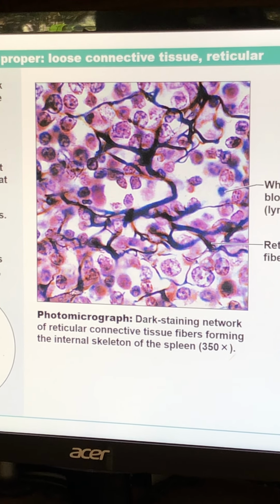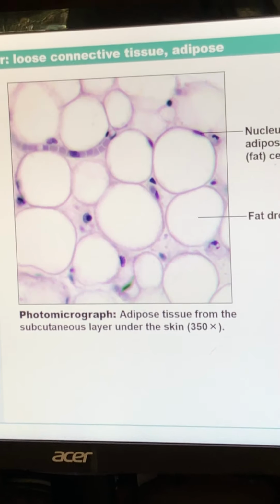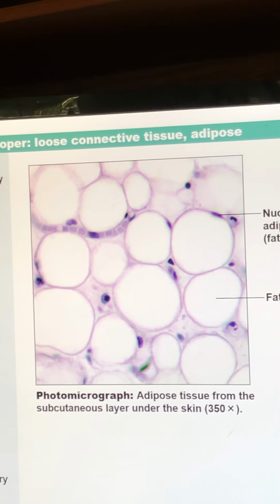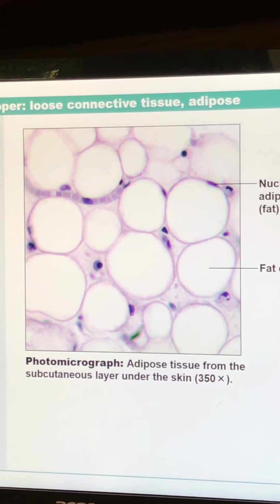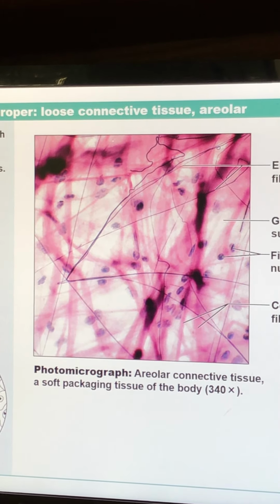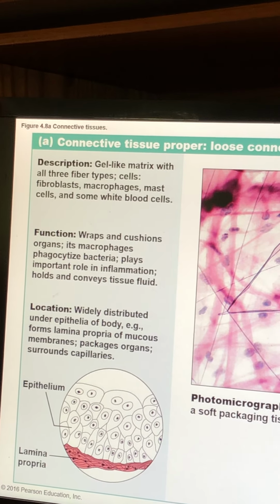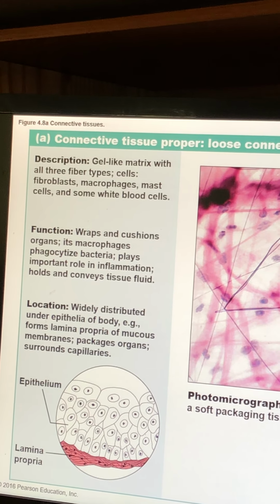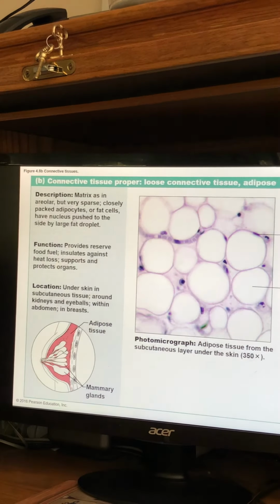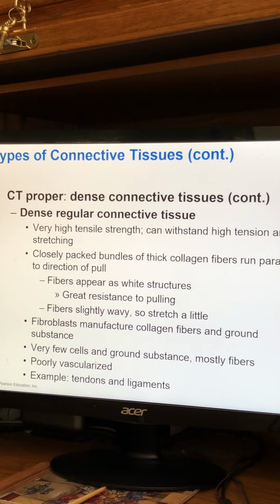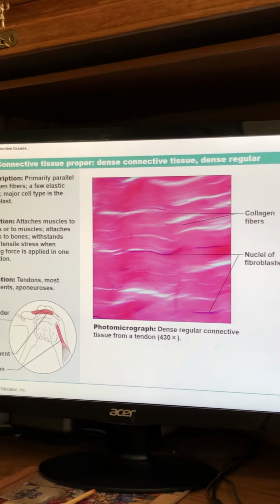So in this particular slide, you have reticular connective tissue, which you would find in lymph nodes and the spleen. Going backwards here, this is the adipose connective tissue, which looks like bubble wrap, which would be around certain organs, in breast tissue and underneath your skin. And lastly here, the areolar connective tissue, which would be found around all capillaries, all organs, making up the lamina propria of the epithelium, or underneath the epithelium. And so those are all of the connective tissue proper that are loose. There is connective tissue proper that is dense. And so this particular one here is dense regular connective tissue.